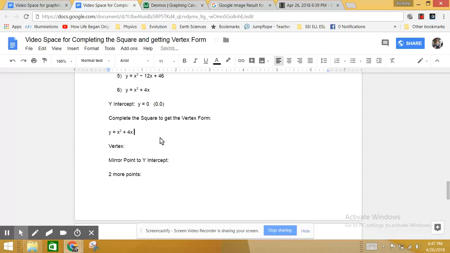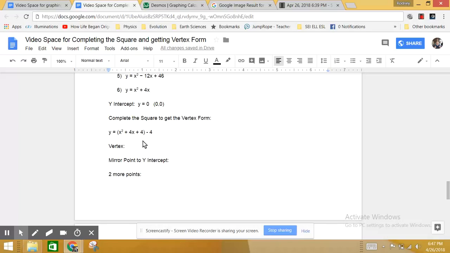Well, half of 4 is 2, so I square 2. So I get plus 2 squared, or really 4. But I can't just add 4 and be done with it. I've got to make sure I really added 0. So I add 4, I subtract 4. So really I'm adding 0. Then I'm going to take this part of the equation and I'm going to factor it.